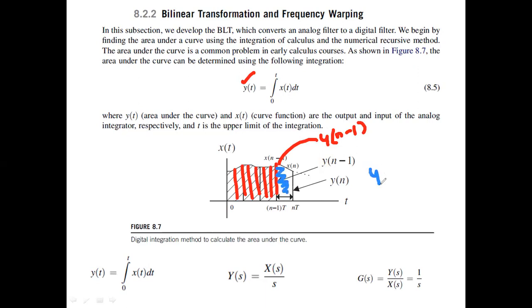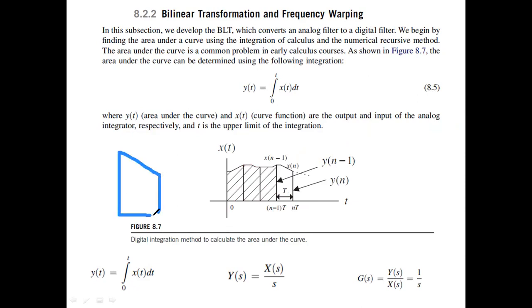So y of n is going to be the area up to this particular instant. Say you have calculated the area up to y of n minus 1, and you want to calculate the area up to y of n. So what would that be? That would be y of n minus 1, the area till this instant, plus the area under this particular box. Let me simplify this for you. See, here is a box, not exactly a well-behaved rectangular box. So what do you think?